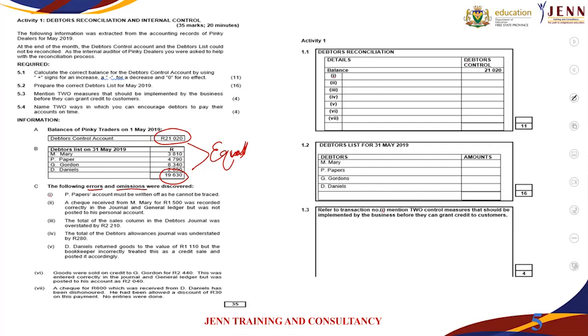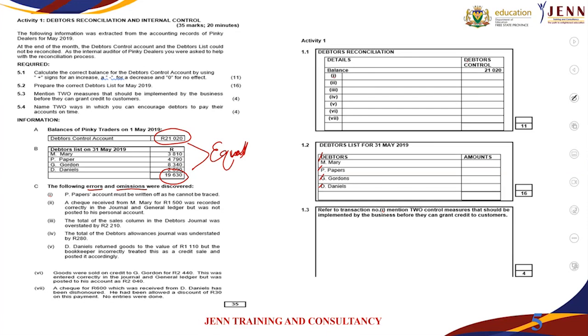But when do we come to a debtors list? The minute we come to a debtors list, it means the information must be specific about a certain debtor. Hence, on your debtors list, you have Mary, you have Papers, you have Gordons, you have Daniels. So there's no way you can come to a debtors list if the name of the debtor was never mentioned in the errors or omissions. Once the name has been mentioned, it simply means you will start to come to our debtors list. Secondly, if they say debtors ledger, remember, the debtors ledger is the specific debtor individual account. So we can also record information from the debtors ledger to our debtors list.